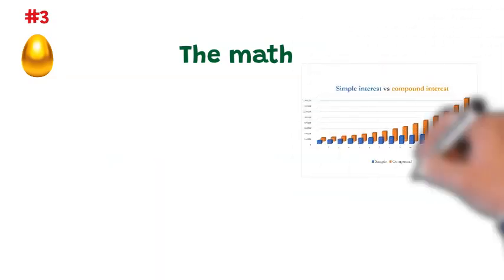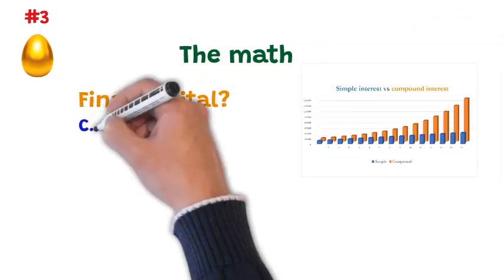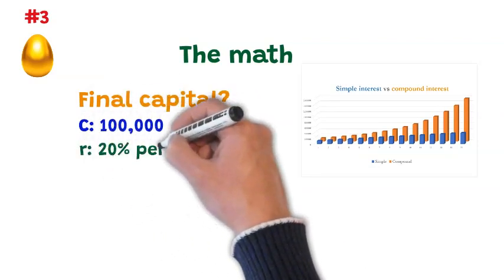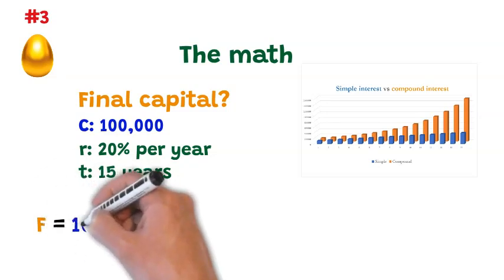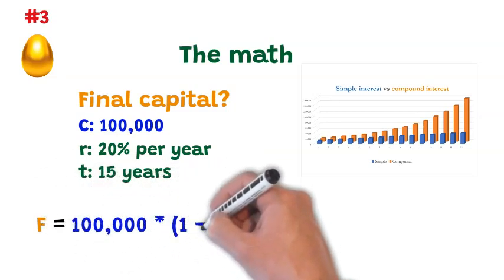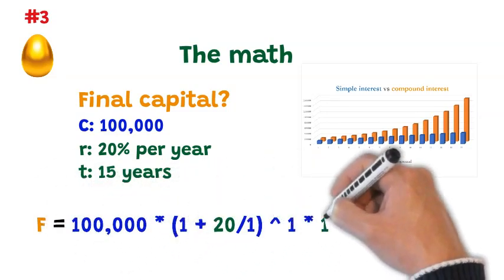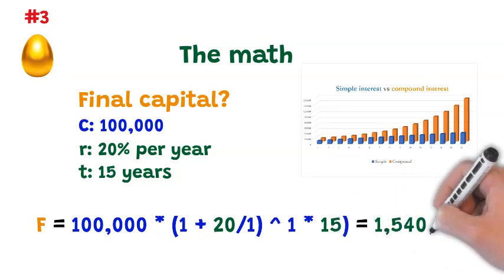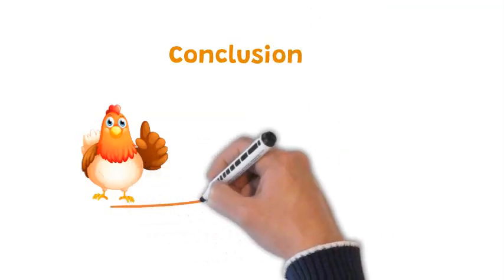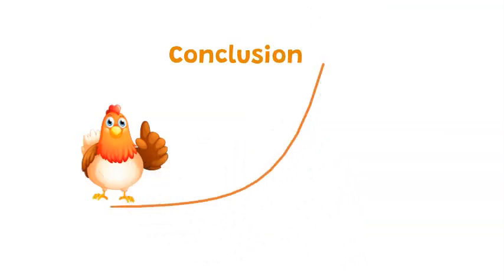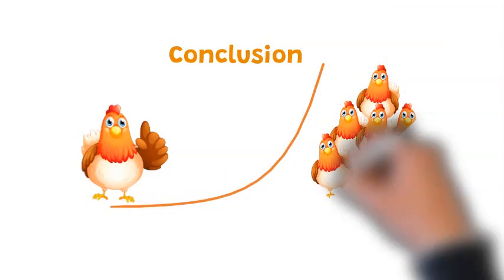In the example of the chart, if we want to know what the final capital will be starting with 100,000 at 20% growth per year after 15 years, we apply the formula as follows: F equals 100,000 times 1 plus 20 over 1 to the power of 1 times 15, which is 1,540,702. In conclusion, for exponential growth, let your capital compound, otherwise we'll be killing the hens.